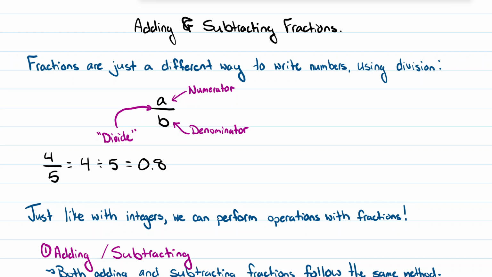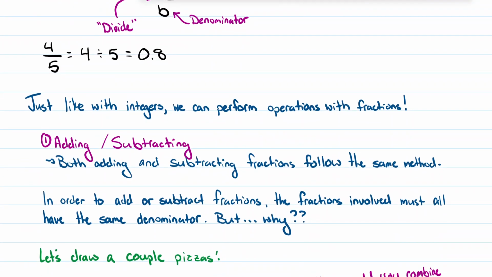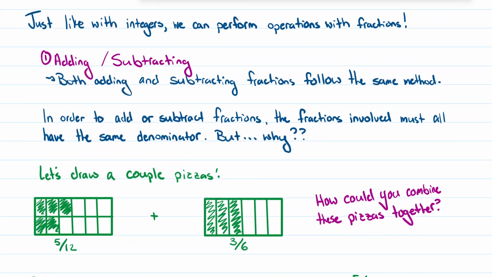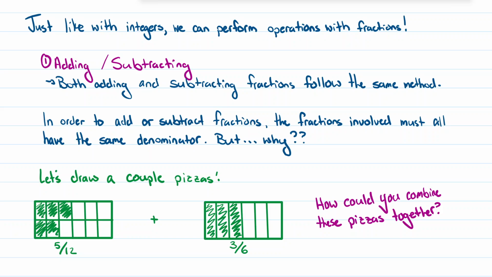Now, just like with integers, we can perform operations with fractions. So we're going to do adding and subtracting in this video, and then in another video, we can talk about multiplying and dividing. Adding and subtracting, nicely enough, it's the same process for both. Multiplying and dividing, it gets a little different, but we'll cover that in another video. Both adding and subtracting fractions, you need to have something called a common denominator. So you need the same bottom number.